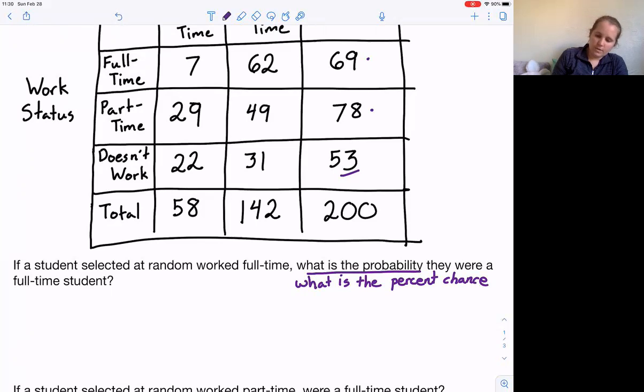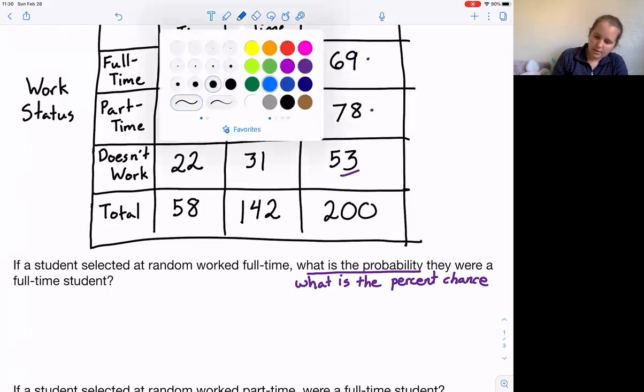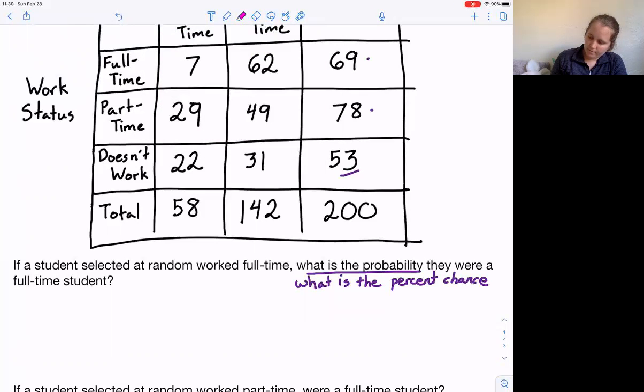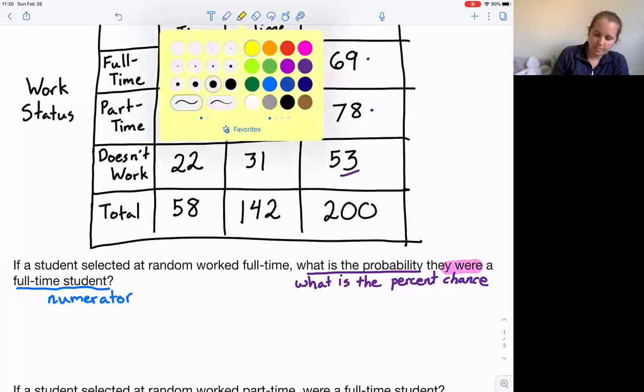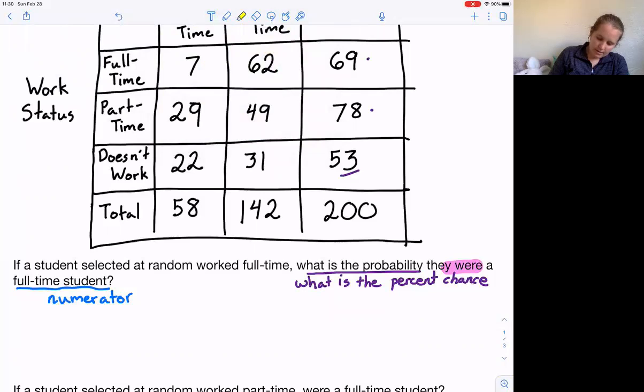So here's our verb. We're looking at what is the percent they were a full-time student. So this is our numerator. The "they" we are referring to is, we are limiting ourselves to, so we're selecting at random someone that worked full-time. So we are limiting ourselves to only those who worked full-time.